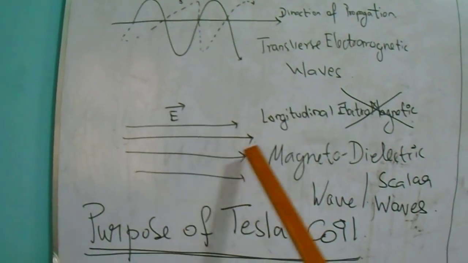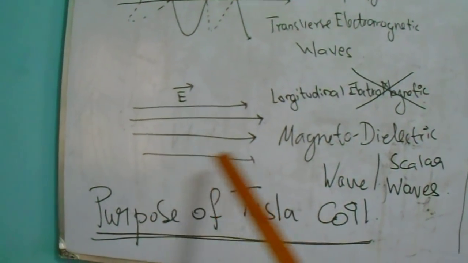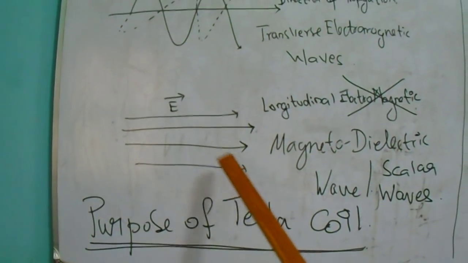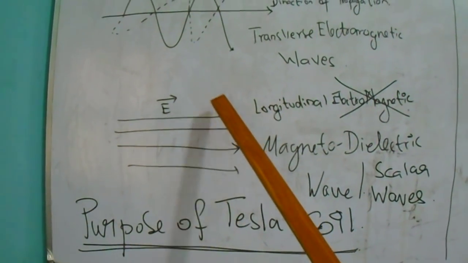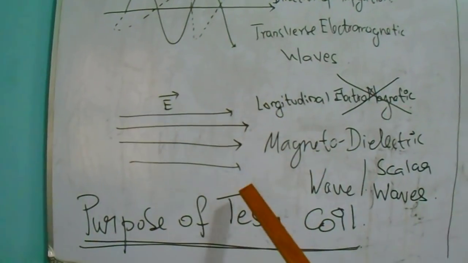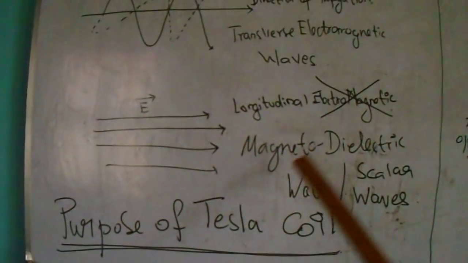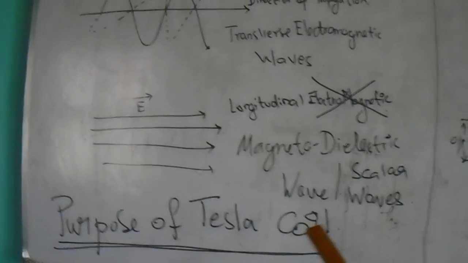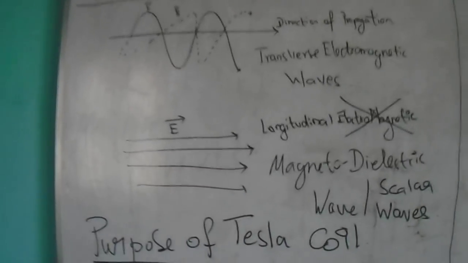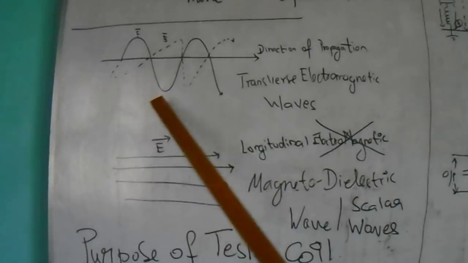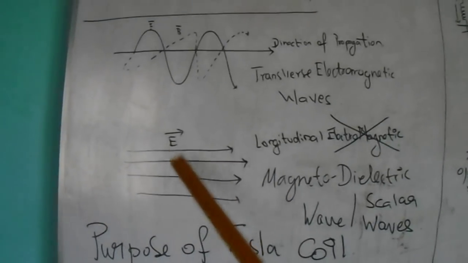Everything is purely electrical, and one amazing thing is it looks like an electric field between two plates of a capacitor, which is what a magnetodielectric wave is. Now let's see how these two waves are created.